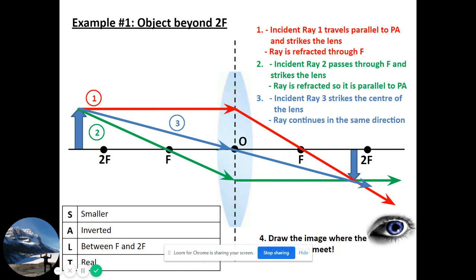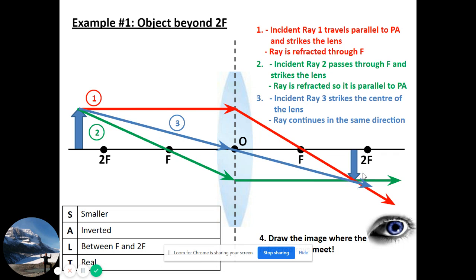So from the size, we can see really clearly that it's smaller here. If we wanted, technically, we could measure it with a ruler as well. The attitude is inverted, right? This top point of the arrow has been flipped so that it's upside down. The location we're going to describe as between F and 2F. And finally, this type is real.